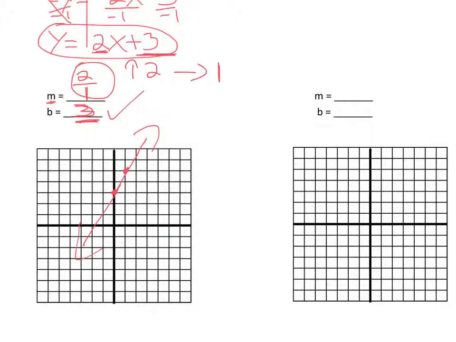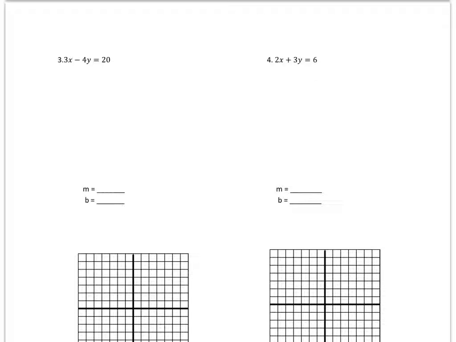Let's do one more together. Let's go to the back side. Let's do number 3. Alright, number 3, again, we notice that I have x and y on the same side. So I want to get y by itself. I'm going to put the line down the middle. Remember, always move over the x first. Since this is a positive 3x, I'm going to subtract 3x. That goes away. Subtract 3x on the right side.